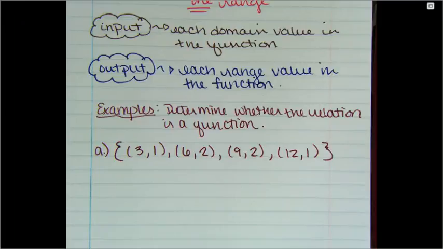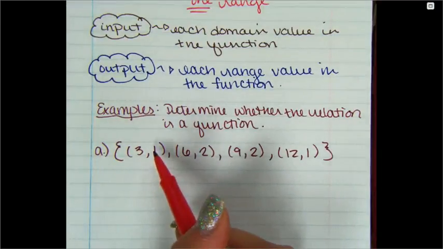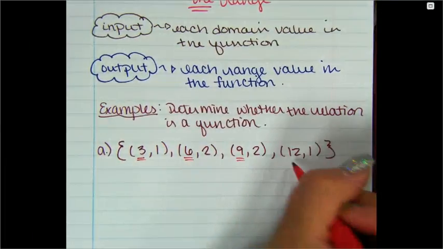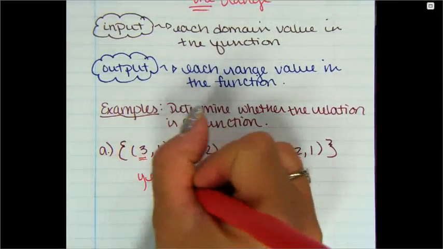What are we looking for, x values or y values? If you read up at the top, what does it say for a function? Each domain has exactly one range. So if I plug in x is 3, I got 1. Can I plug in 3 again and get a different answer? No. So you're only looking at x values. Do my x values repeat? No. If they do not repeat, then yes, it's a function.